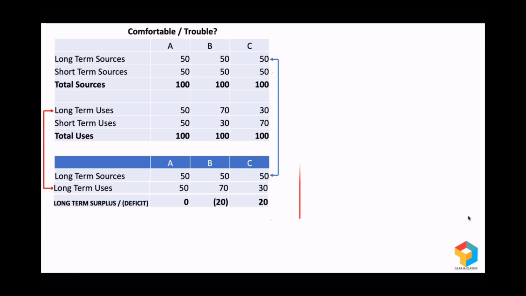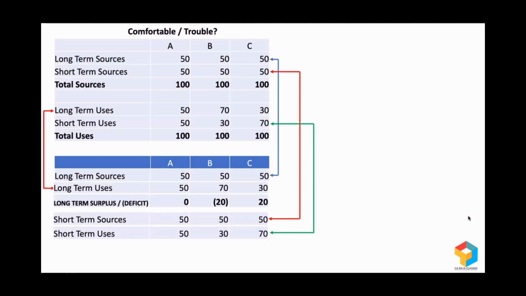And now let me take short-term sources. I'll compare that with short-term uses and let's see what the position is. For company A, obviously no surplus, no deficit. But company B, they raised a short-term fund of 50 and used only 30, they had a surplus of 20. And company C, they raised only 50, they've used 70, they had a deficit. So it might look like company C is in trouble because they had a deficit and company B is comfortable because they had a surplus, but that's not the understanding.